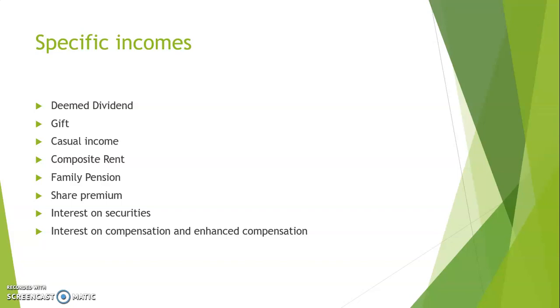Now what you see right here is a list of specific incomes which are most commonly seen in our examination questions. I can say 90-95% of the questions for IFOs are mainly on these topics: deemed dividend, gift, casual income, and the rest that I've mentioned here. And we'll be learning in detail about each of these items in the coming videos.